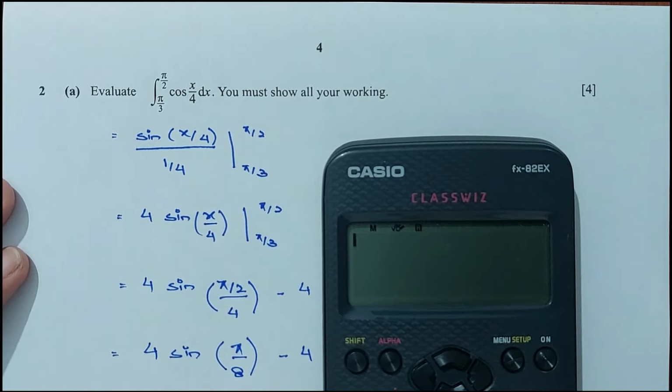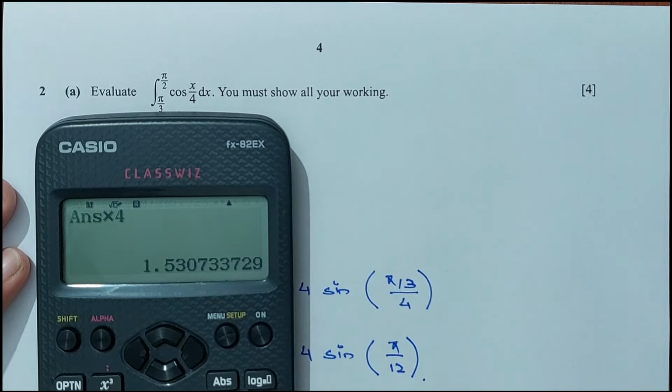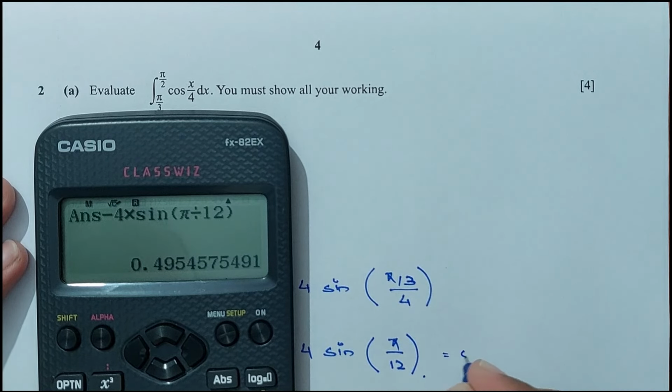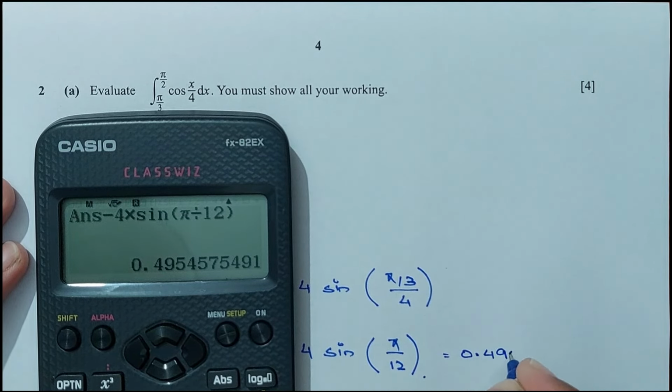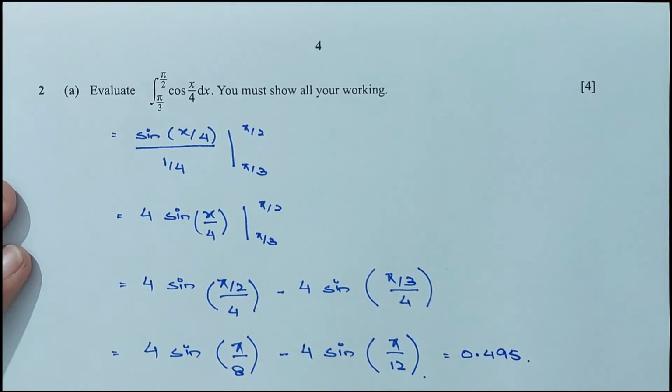Okay, so 4 times sine pi by 8, minus 4 times sine pi by 12. This is 0.495. This is the answer.